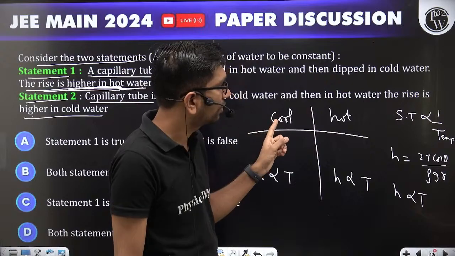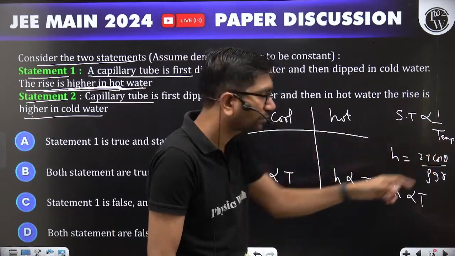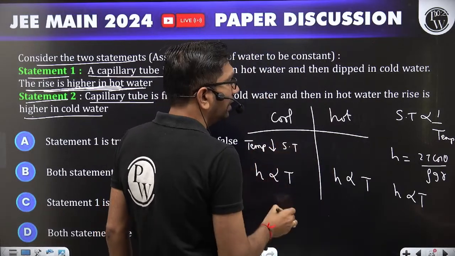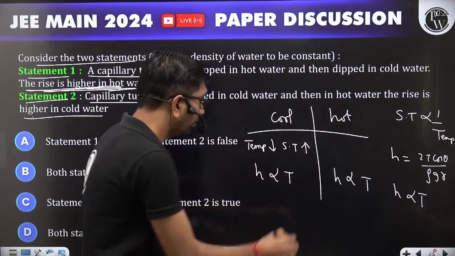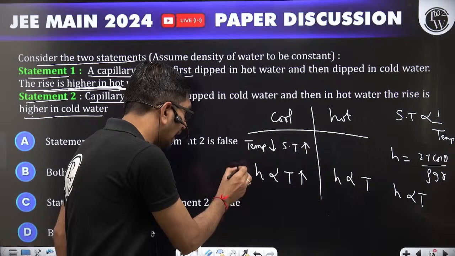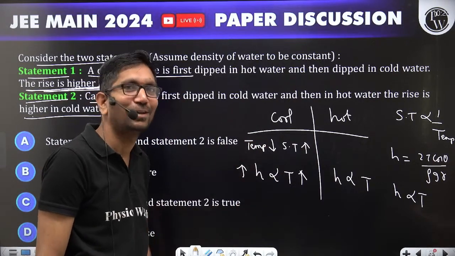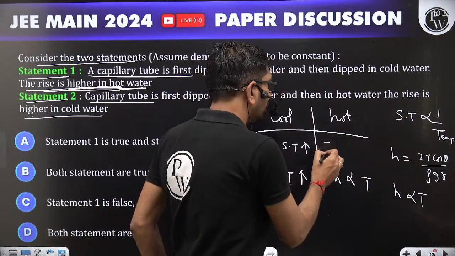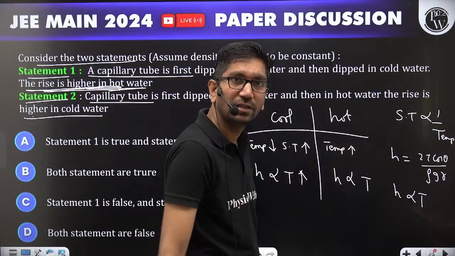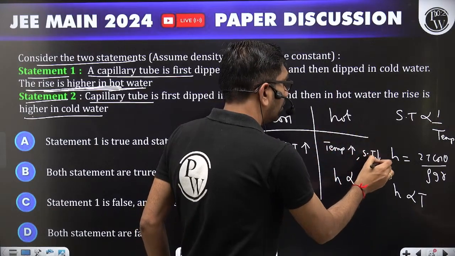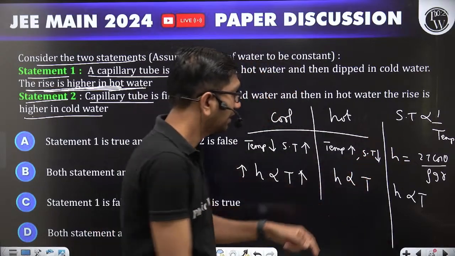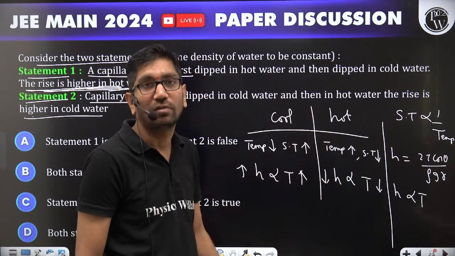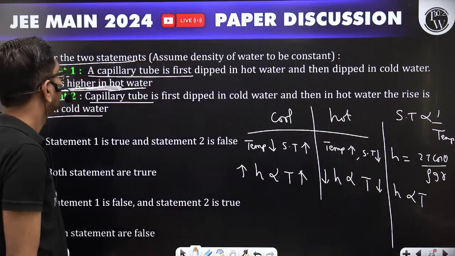In cold water, the temperature is low, so surface tension will be very high. Therefore the height rise in cool water will be very high. Now in hot water, the temperature is very high, so surface tension will be very low. As the surface tension is low, the height decreases in hot water.